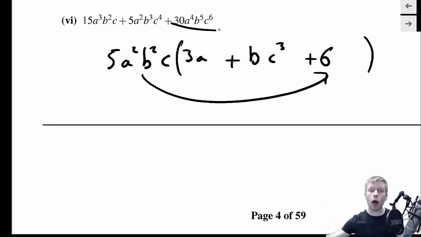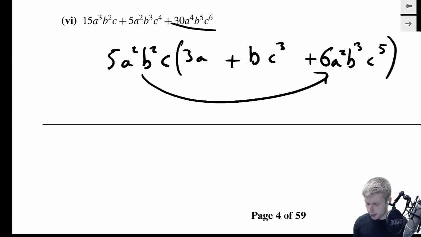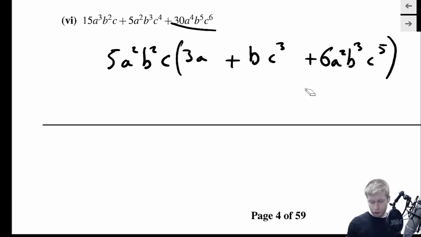Then I need an a to the power of 4. I've already pulled an a to the power of 2 out, which means I'm left with an a to the power of 2. If you like, 2 of the a's have gone, 2 of the a's are left behind. I then need a b to the power of 5. Well, I've pulled a b to the power of 2 out. 2 b's have gone. So b to the power of 3 here. 3 b's are left. And then finally, c to the power of 6 I need. Well, I've already pulled 1 c out, so I'm left with 5 c's back there. And that's that horrible monster factorised.